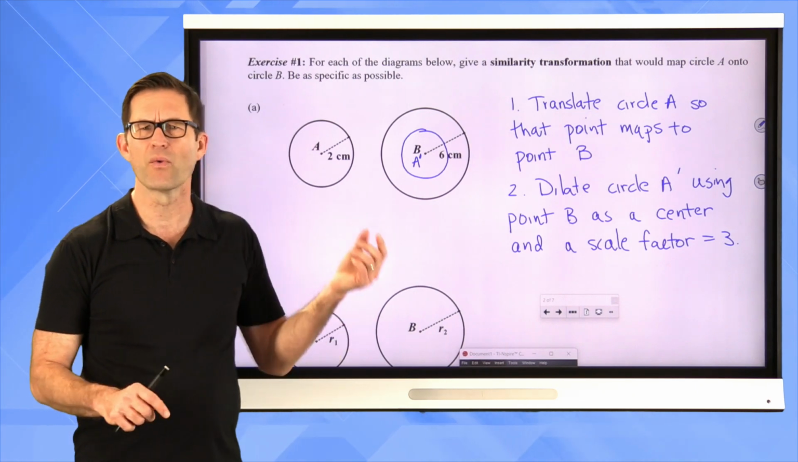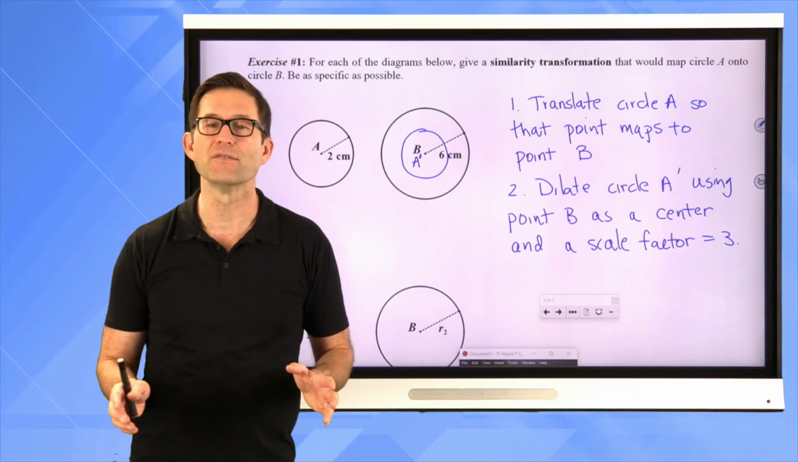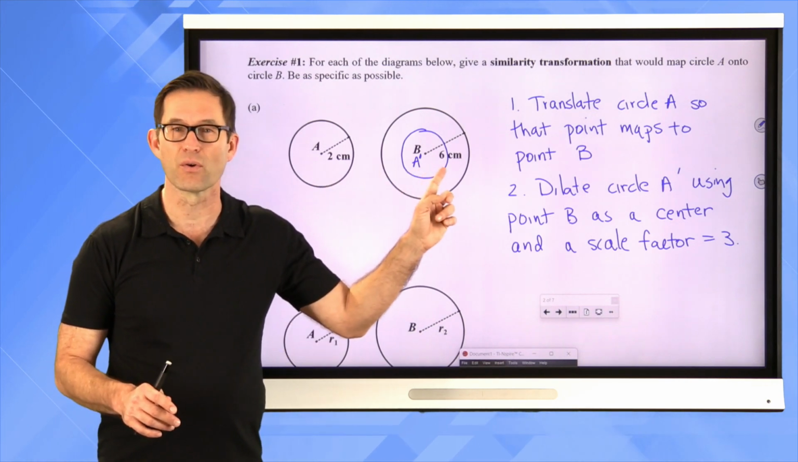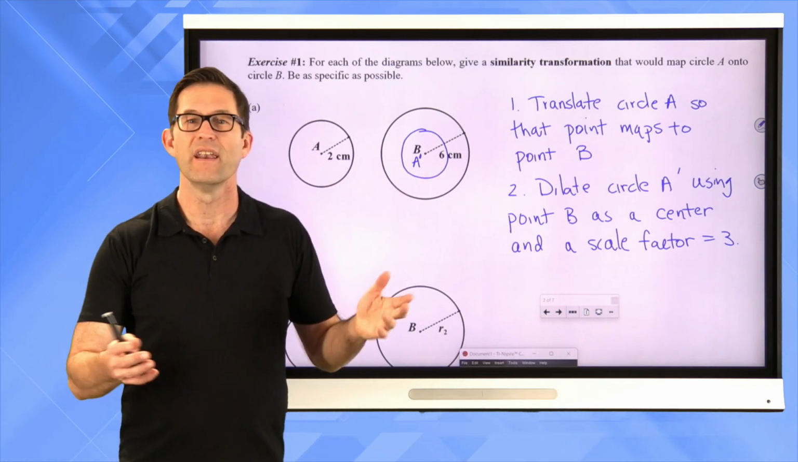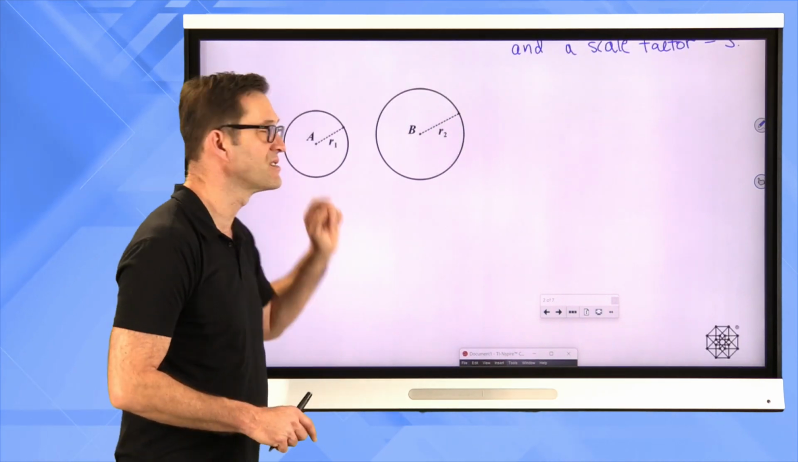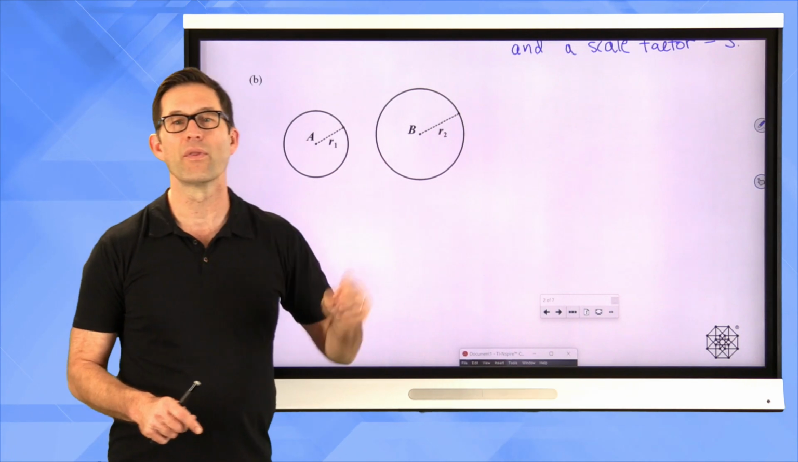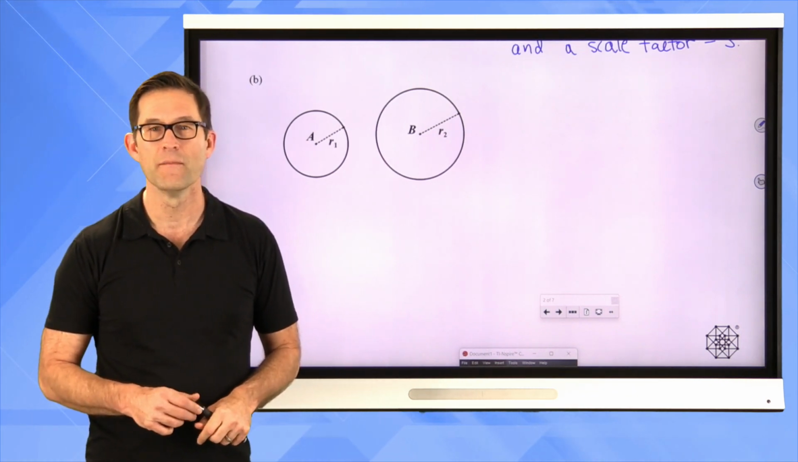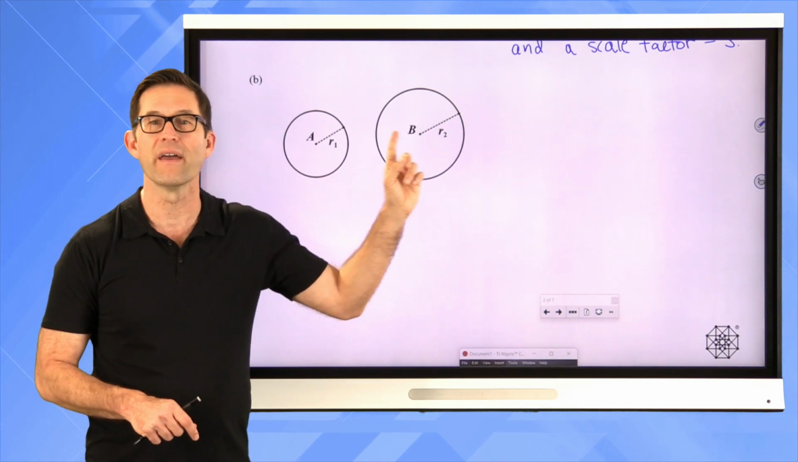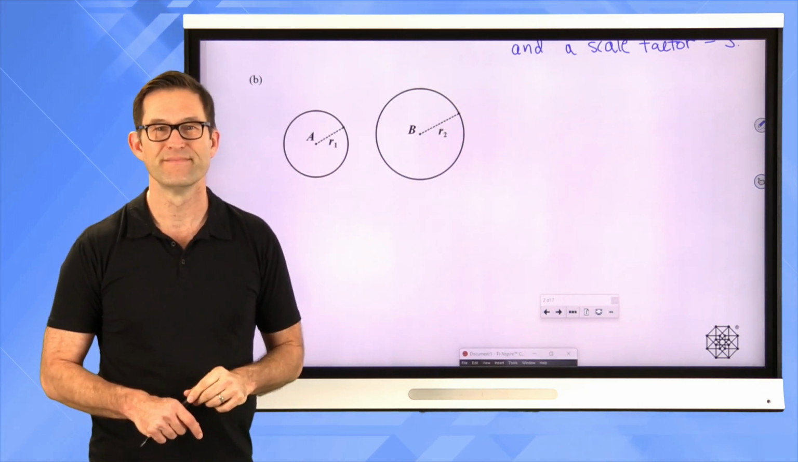All right, so it's simple. Now, that's a very specific case showing that a circle with a radius of 2 is similar to a circle with a radius of 6. Now let's do it in general when I've got a circle with a radius of r1 and a circle with a radius of r2. See if you can write down a similarity transformation that will map circle A onto circle B.